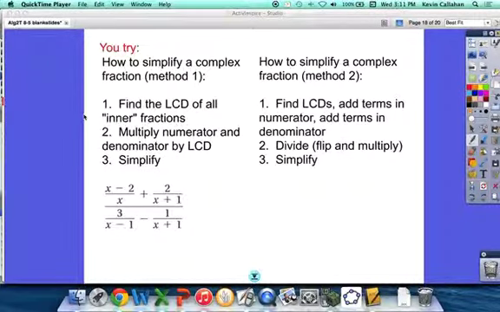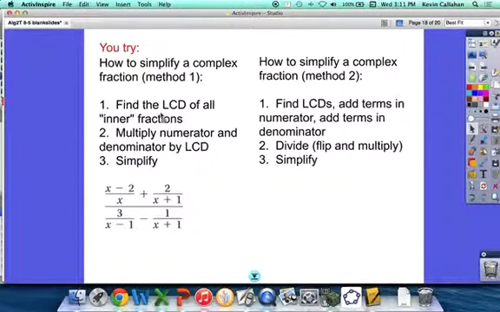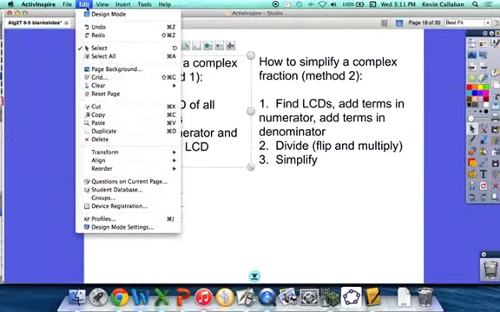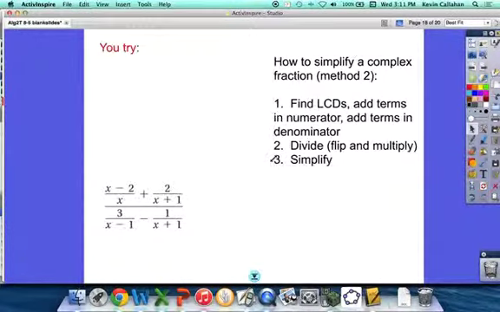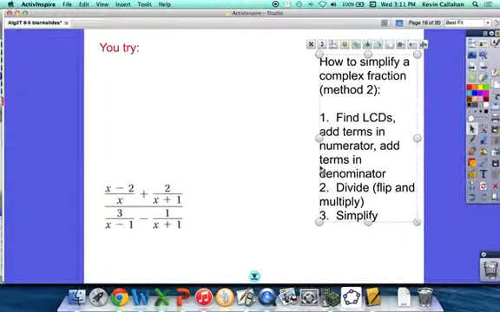Okay, one more example since we didn't get to it in class. It's another simplify a complex fraction. And since I did the last one using method 1, we're going to use method 2. So let me get rid of this, edit, cut, and shrink this up a little bit.